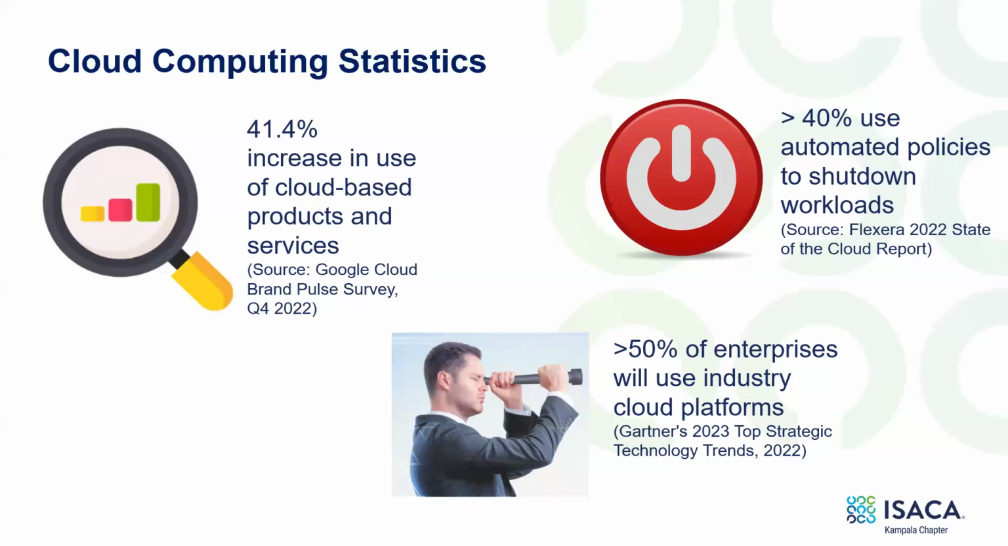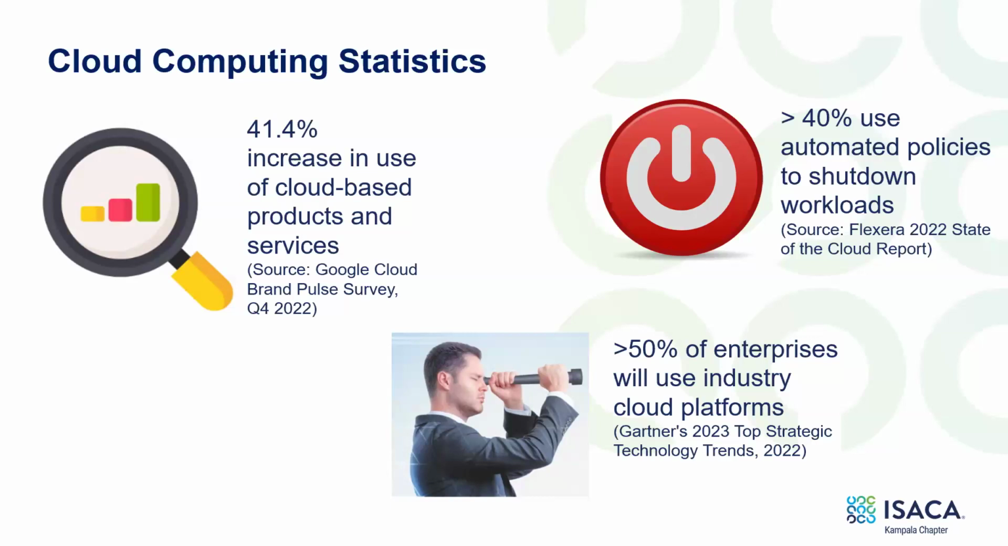Then we have another one by Gartner, that is Top Strategic Technology Trends of 2022, which projects that by 2027, we are going to have more than 50% of enterprises using industry cloud platforms to accelerate their business initiatives. Now, we are just in 2024, but we are seeing an explosion of SaaS applications that are being used in most of the environments that we operate in.